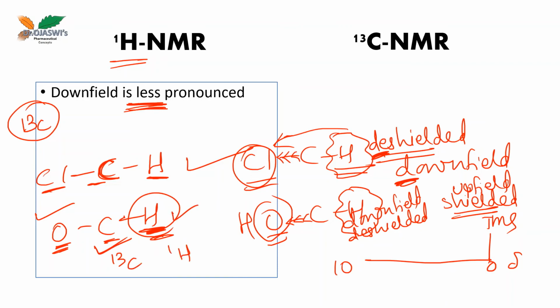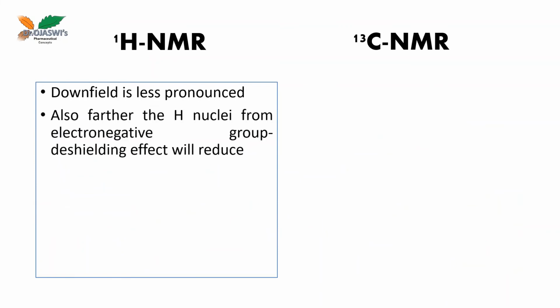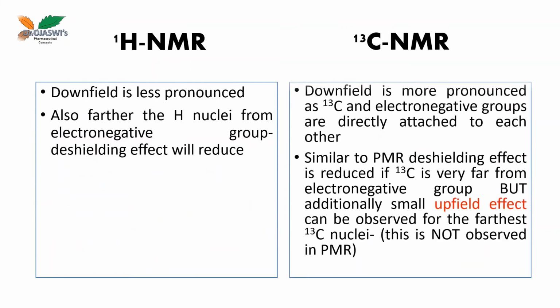So this statement has been made: the downfield shift is more pronounced in 13C when the electronegative groups are directly attached. Here, the farther the H nuclei are from the electronegative group, the deshielding effect will reduce.